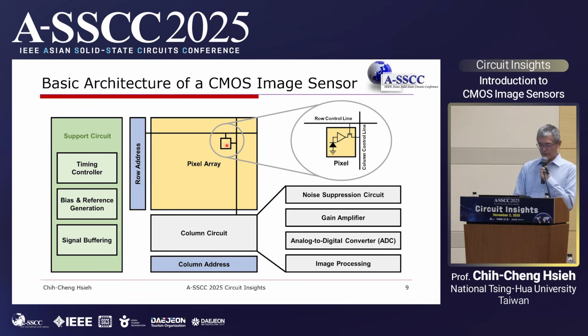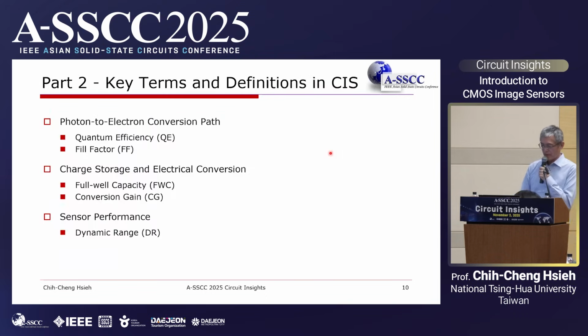And for the pixel array, we will introduce some basic important pixels. And you can see that the most important thing in the pixel array is the photodiode, because it's responsible for the conversion from photon to electron. Okay, that's the basics of the CMOS image sensor system.